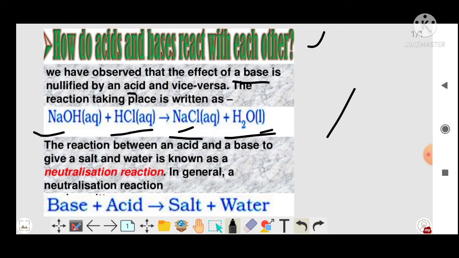The reaction between acids and base to give salt and water is known as a neutralization reaction. This is a very important question. What is a neutralization reaction? The reaction between acids and base to give salt and water is known as the neutralization reaction. In general, the reaction is base and acid give salt and water. Okay, this is the reaction of acids and bases with each other.